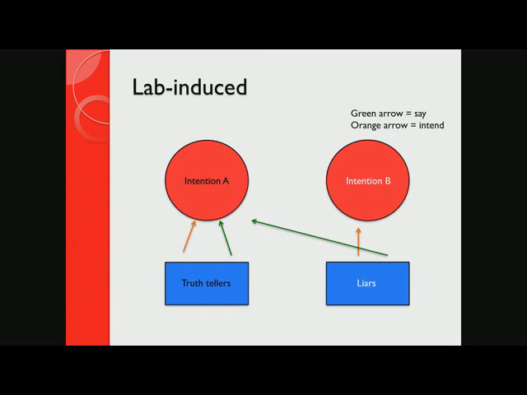Then for the liars, I gave them a different intention, intention B: they had to drop a USB stick off in an office without being noticed. But in the interview and in the IAT, they had to lie and pretend that they had the same intention as the truth tellers. So they had to say that they were going to the store and buy things. So for the interviewer, all participants claim that they were going to the store, when in fact only half of the participants were actually going to go to the store.